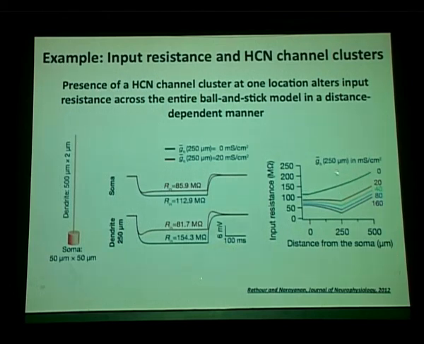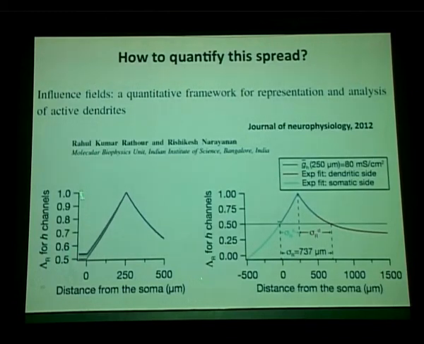Now you are inserting H conductance of different densities. There is only one cluster of that sitting at 250 micron. So you can see that it not only reduces the input resistance at that specific location, but it alters the input resistance at various different locations also. So if you now quantify the relative influence of this single structure at this location versus the others, then you will get something like this.